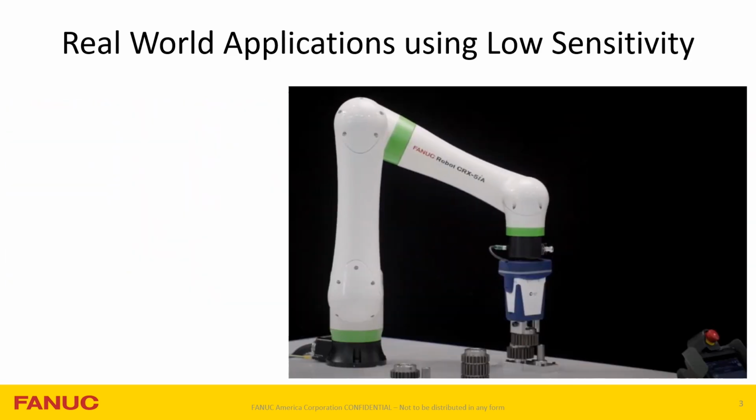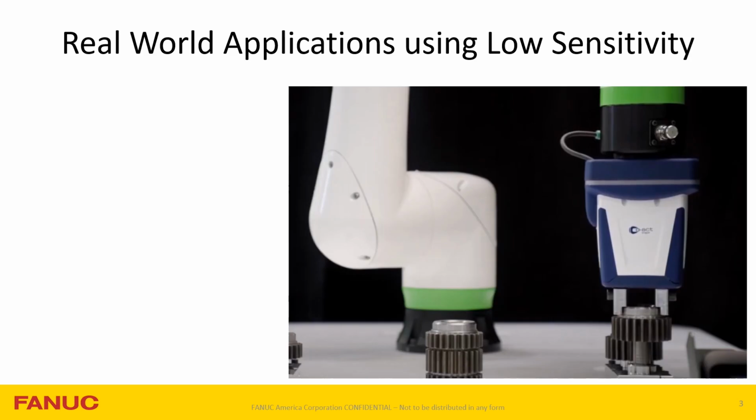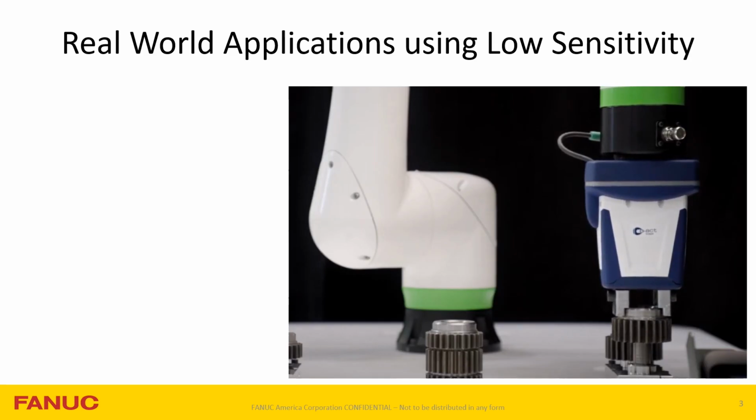Assembly applications such as gear meshing could also use a low sensitivity instruction. When the low sensitivity icon instruction is used, the robot can apply force to mesh the two gears without faulting the robot out.